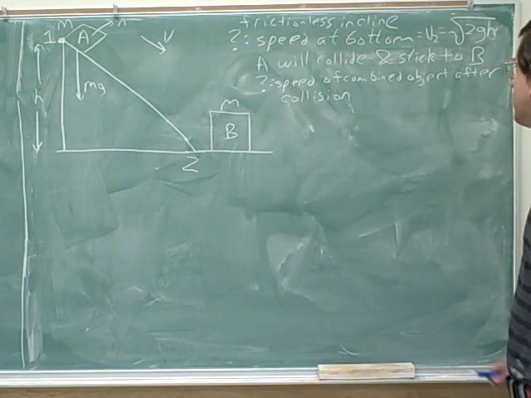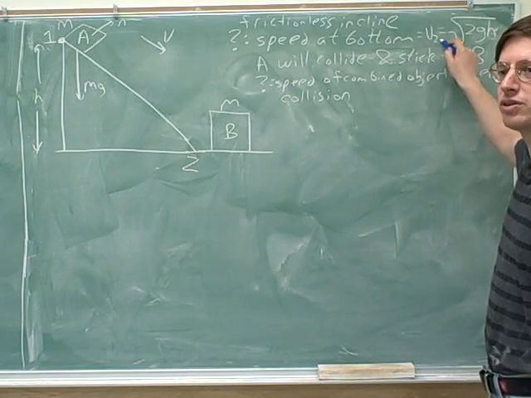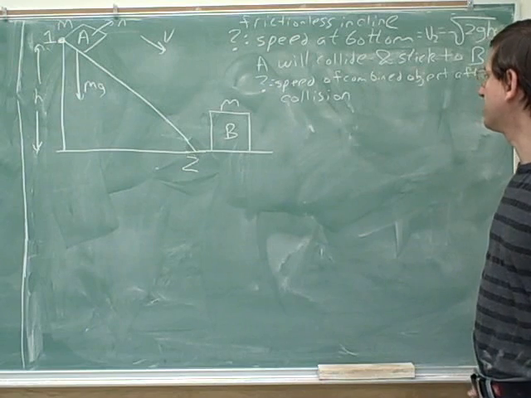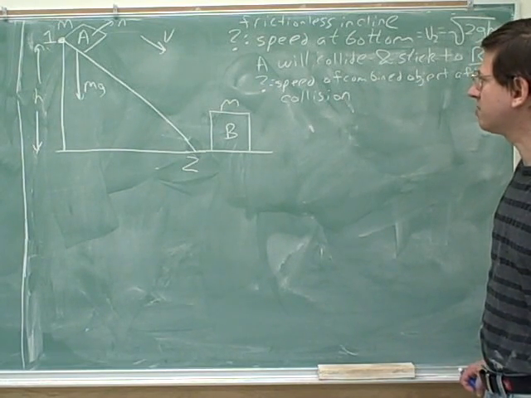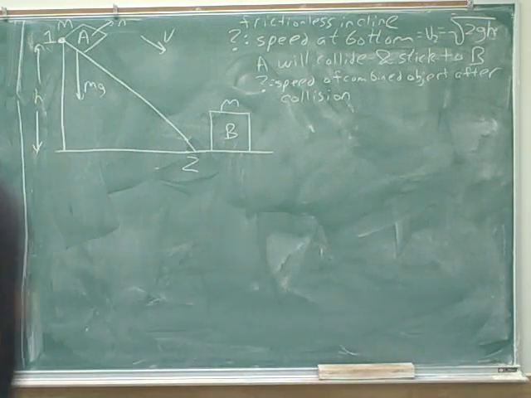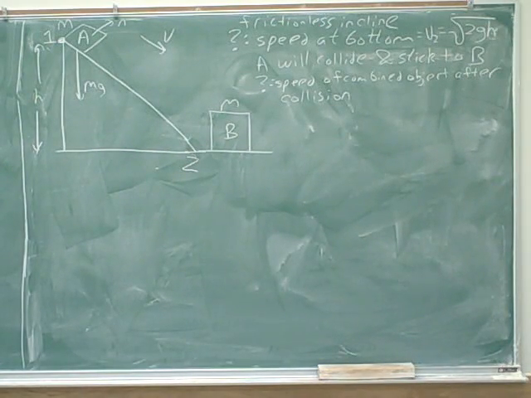So we know that when A reaches the bottom, it's going at this speed, v2. But then we want to know what the new speed is going to be after these have collided with each other and stuck together. So take your time and give that a little thought and tell me if you have any ideas about what would be our general approach here. How would we get started with that?